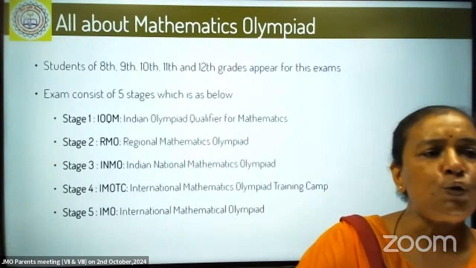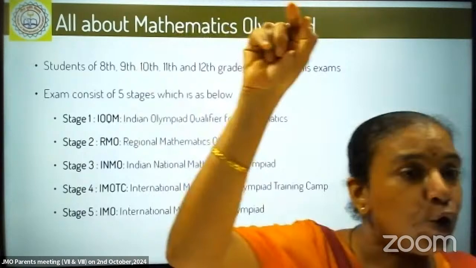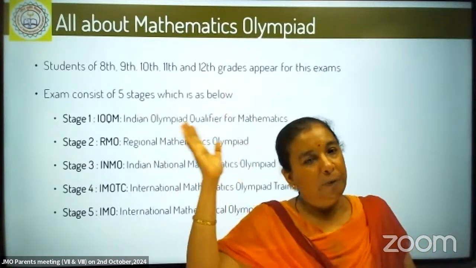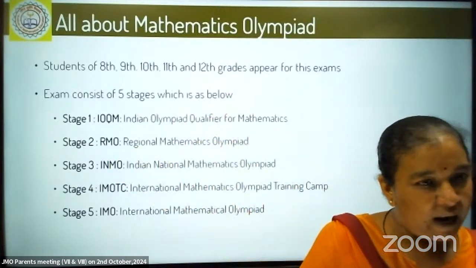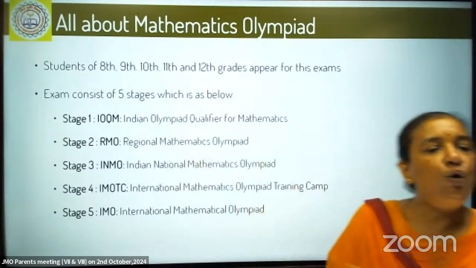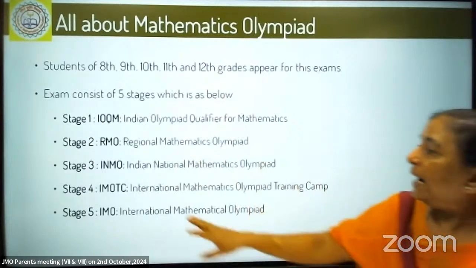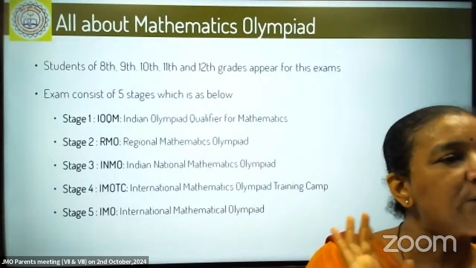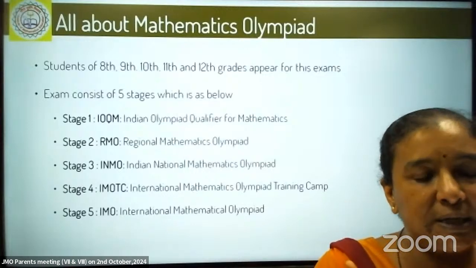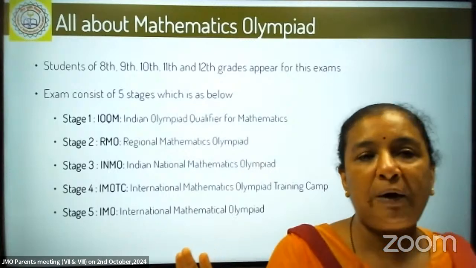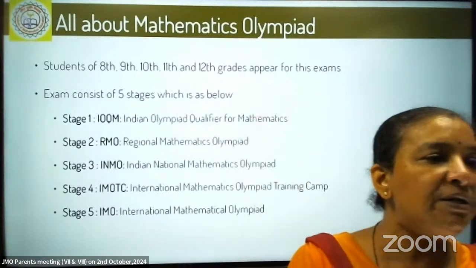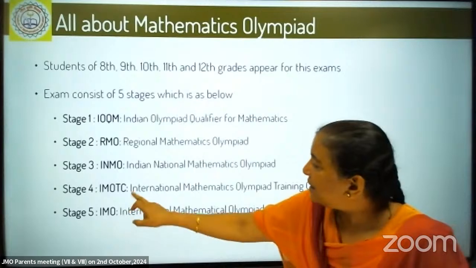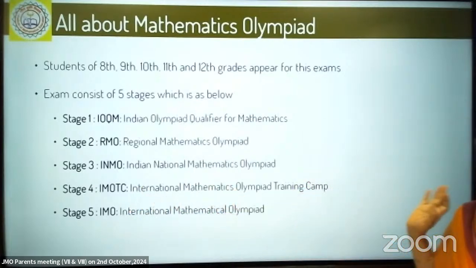Olympiad. So only 2,000. The initial number for IOQM is more than 1 lakh because IOQM is open to all. That is the first stage. So when more than 1 lakh students appear for stage 1, the stage 3 exam is written only by 2,000 students. And then when the result of the INMO exam comes out, only 40 students are selected all over India. Now it is not from every division. Overall result across India, the top 40 students are selected for stage 4, that is the International Mathematics Olympiad Training Camp.